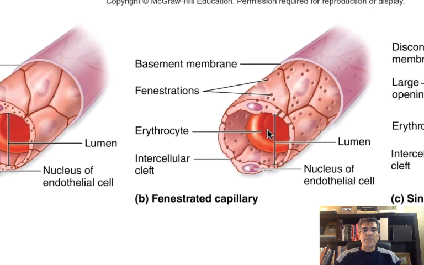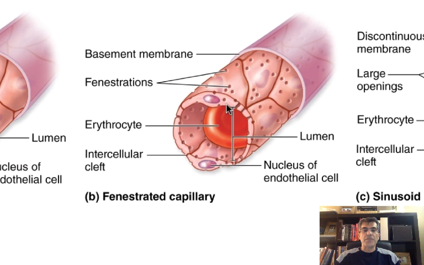The second type of capillary is called fenestrated capillary. It's called fenestrated because, as you can see, there's a bunch of holes in the wall of this capillary. The exchange of oxygen and nutrition with the outside would be easier because we have a bunch of holes. However, the exchange is limited to molecules that can go through these holes. If a molecule like protein is too big, it cannot pass through these holes.